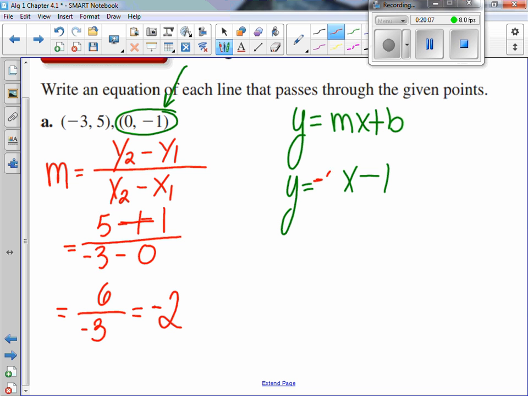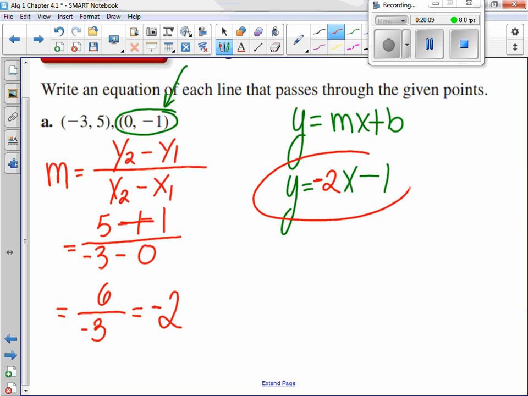And since we have the slope, we can plug it back in. And we get y equals negative 2x minus 1. Questions on this here? Okay, let's look at another one. We ready for the next one? Yes?